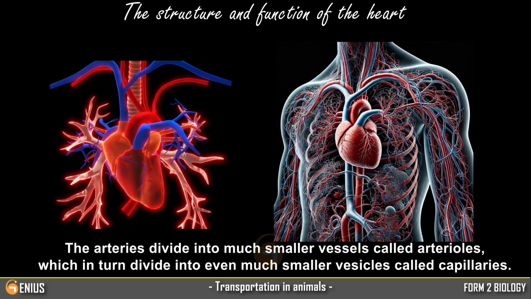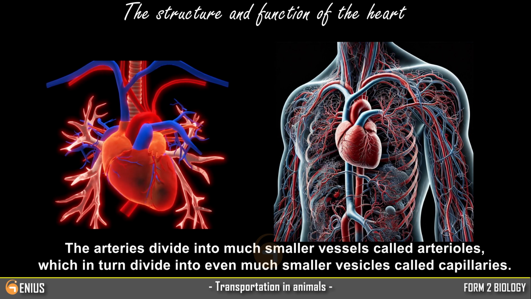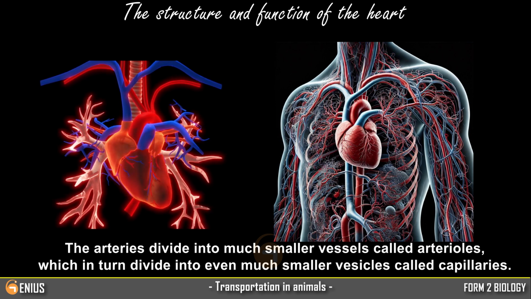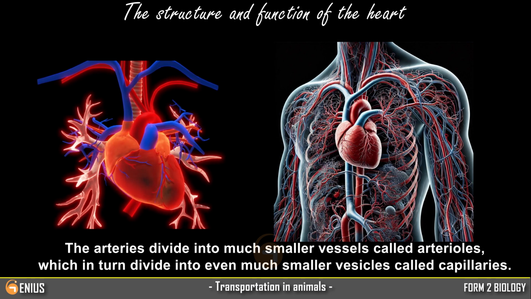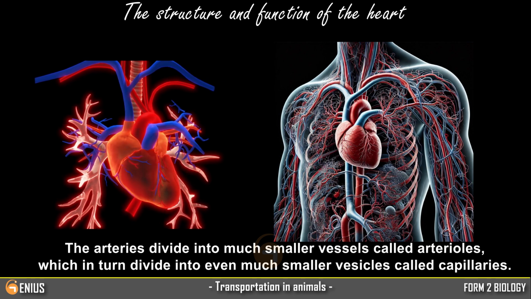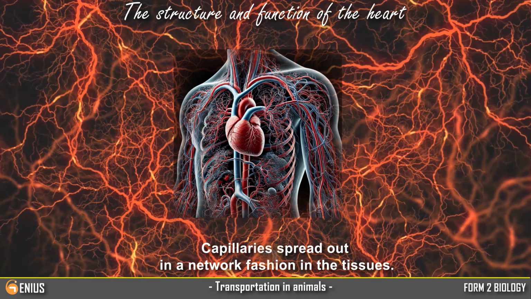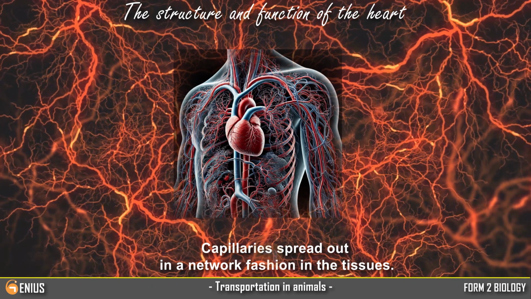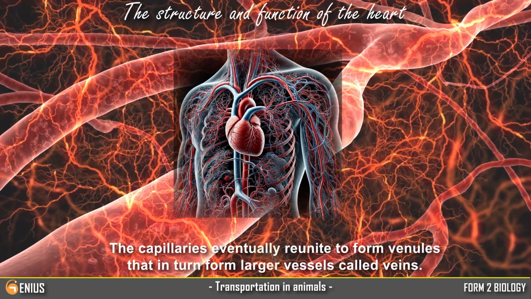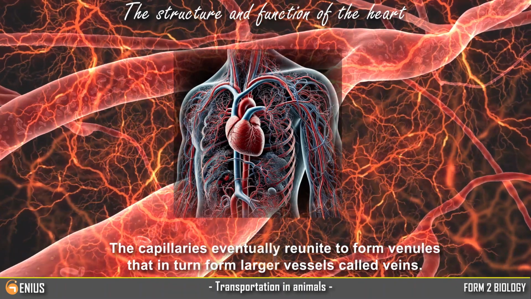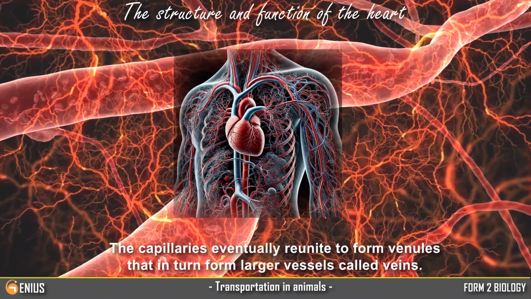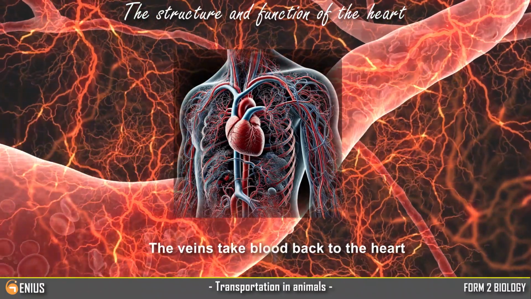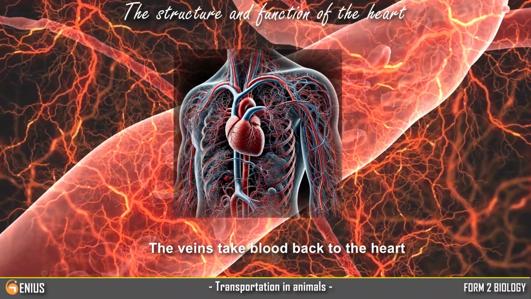The arteries divide into much smaller vessels called arterioles, which in turn divide into even much smaller vessels called capillaries. Capillaries spread out in a network fashion in the tissues. The capillaries eventually reunite to form venules that in turn form larger vessels called veins. The veins take blood back to the heart.